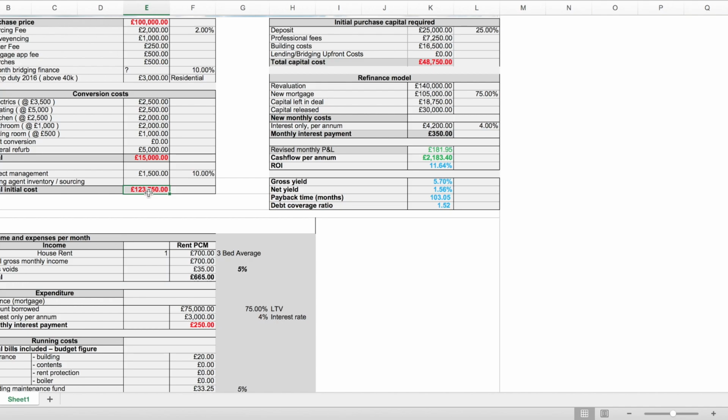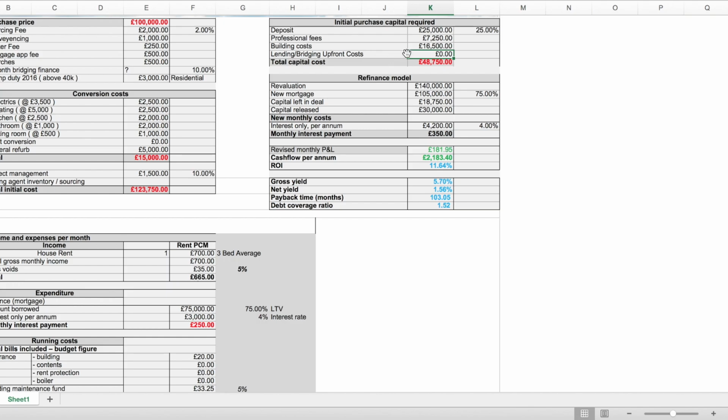However, if you're using lending, come over to the initial purchase capital required, which is in the top right corner. This allows you to put in the percentage of money that you're effectively putting in as a deposit. So 25% would be 25 grand of the purchase price. Professional fees, so that's added all of these bits up for you and put it into there. Building costs, so all your building costs and your project management added up into there.